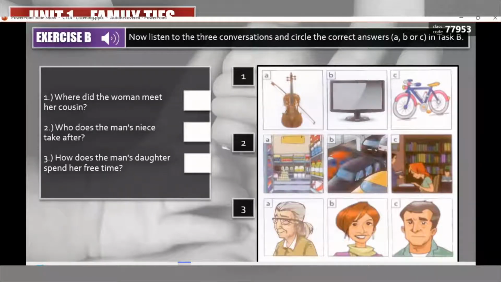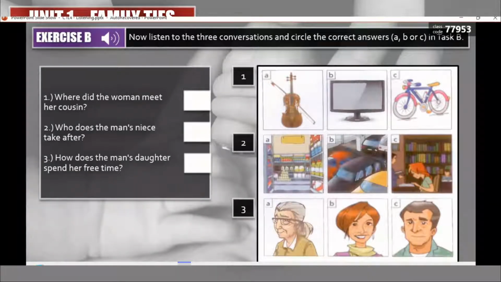2. Who does the man's niece take after? So you finally met your niece yesterday. Who does she take after? Well, she doesn't look like her dad at all. I suppose she does look a bit like her mother, but overall, I think she looks most like her grandmother.